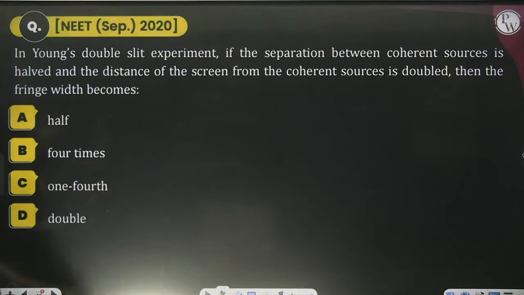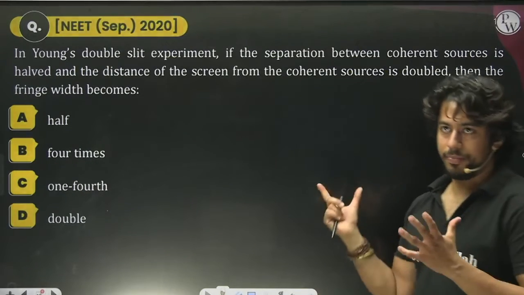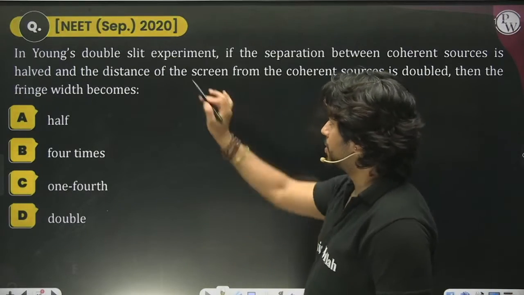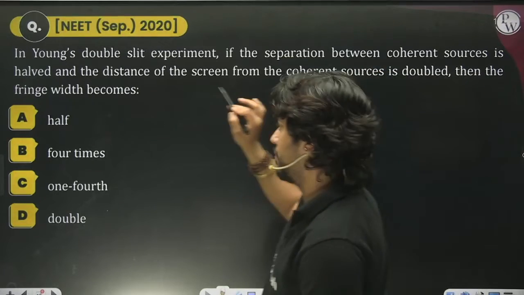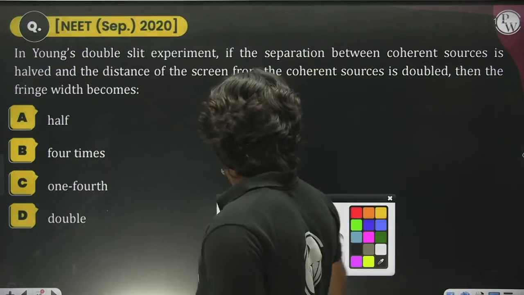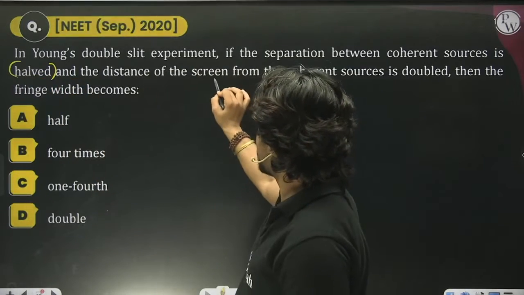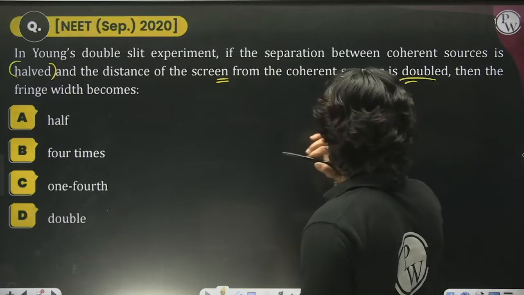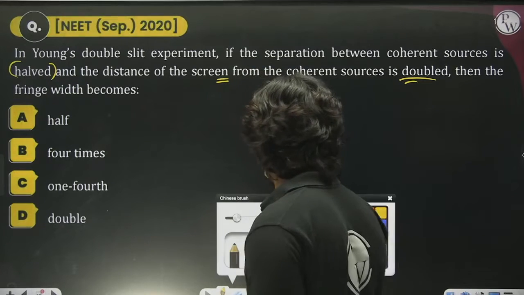Now you can read the question, what the question says. Now the question becomes very simple since we have recalled the concept. In Young's double slit experiment, if the separation between coherent sources is halved, and the distance of the screen from the coherent sources is doubled, then the fringe width becomes what?